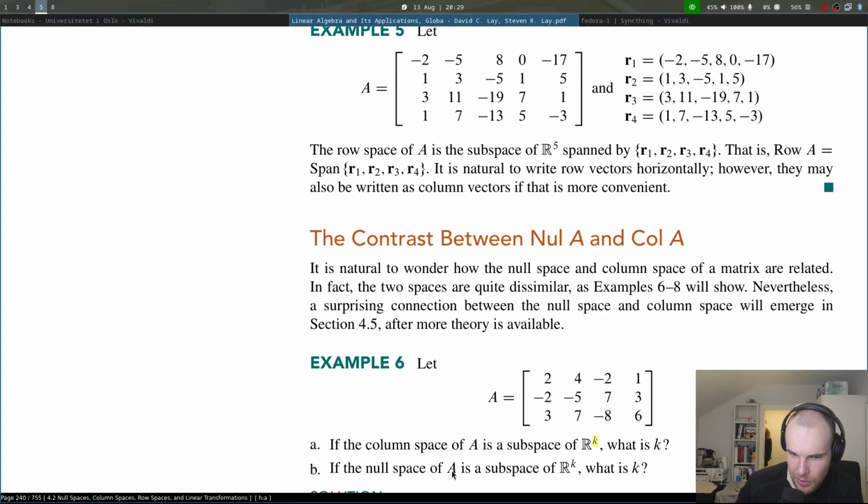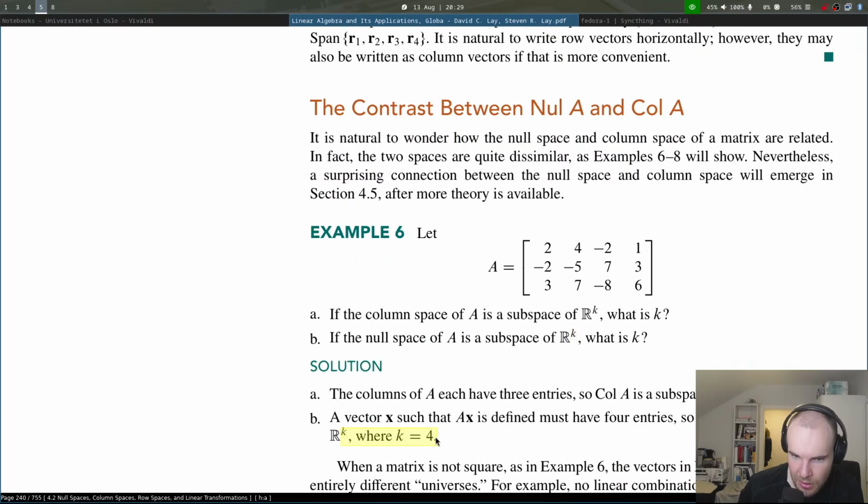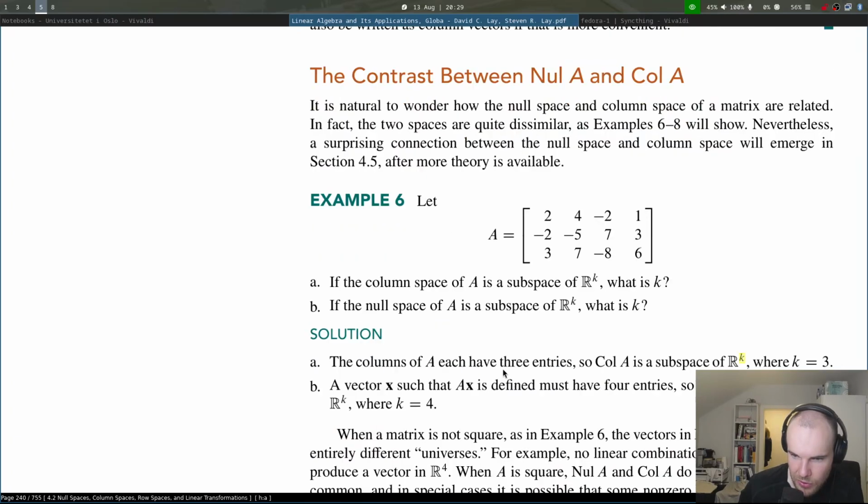But if the null space of A is a subspace of Rk, what is k then? Here we need a vector that satisfies that A times that vector is equal to 0. And that vector has to have inputs 1, 2, 3, and 4. So that is, of course, 4. And this, of course, is 3.